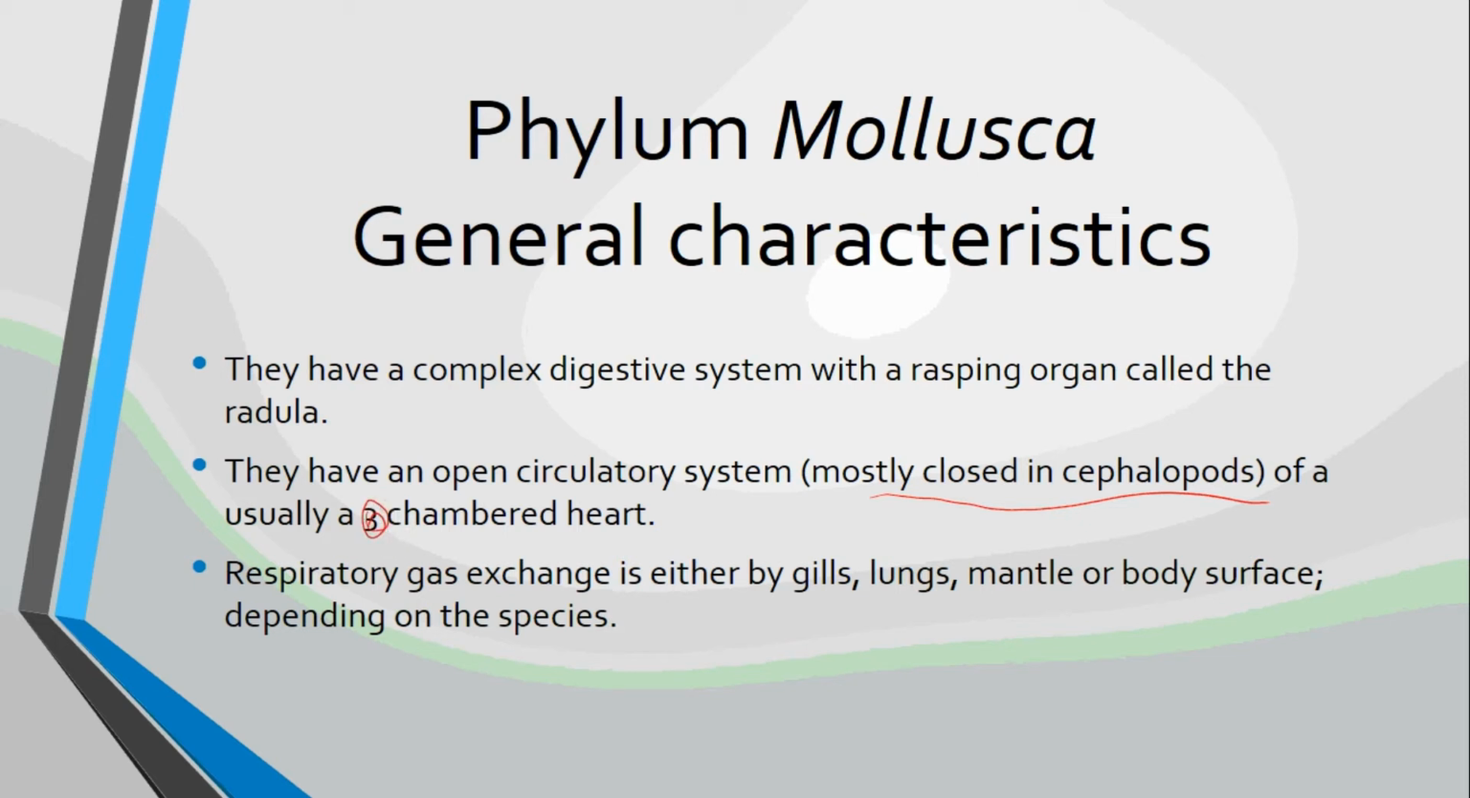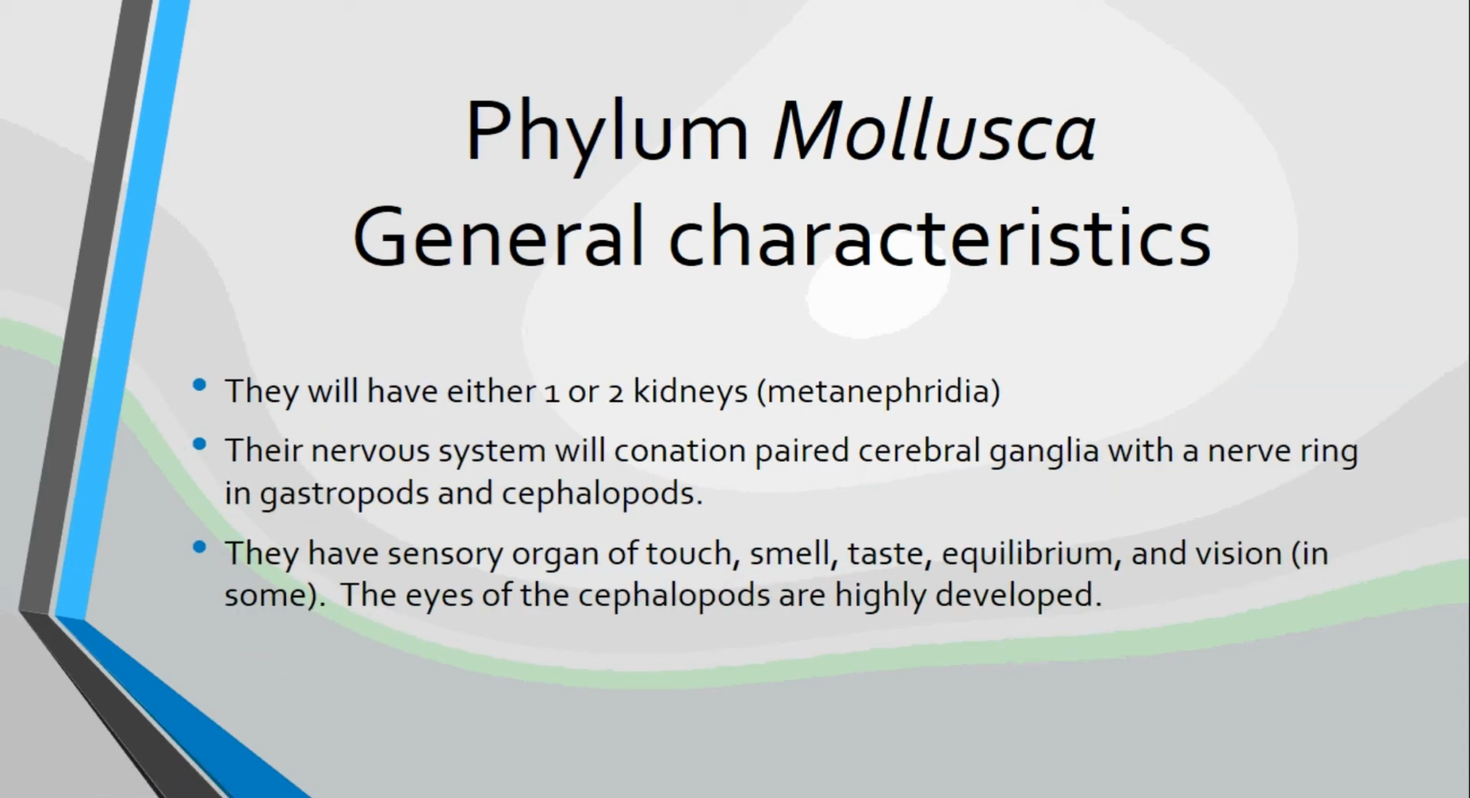Okay. Respiratory gas exchange is either by gills in the aquatic organisms, lungs for some of the terrestrial mollusks, or on the mantle or body surface. Some of them are actually able to dissolve oxygen just from the surface of their body. Again, this is going to depend on the species in question. Let's go ahead and move on to the next slide. They will have either 1 or 2 of an organ called the metanephridia, which acts as their kidney. Again, that is to filter nitrogenous waste out of their bodies.